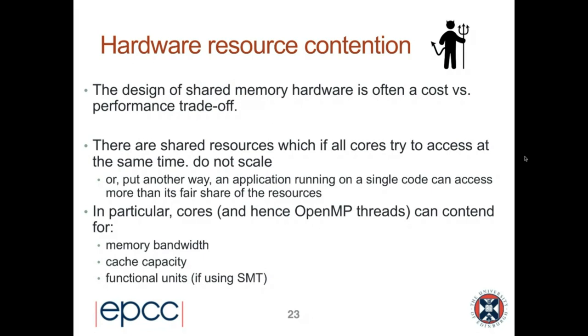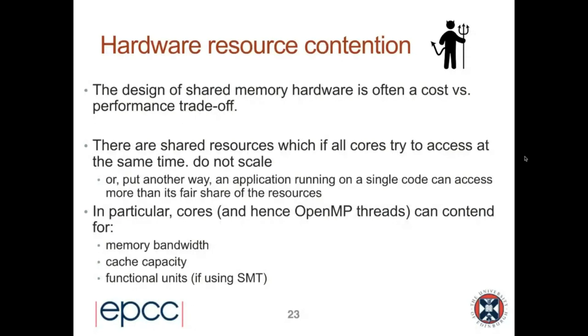So the last of my six evils is hardware resource contention. The design of shared memory hardware is a cost versus performance trade-off. What that means in practice is that there are shared resources which, if all the cores try to access them at the same time, don't scale.